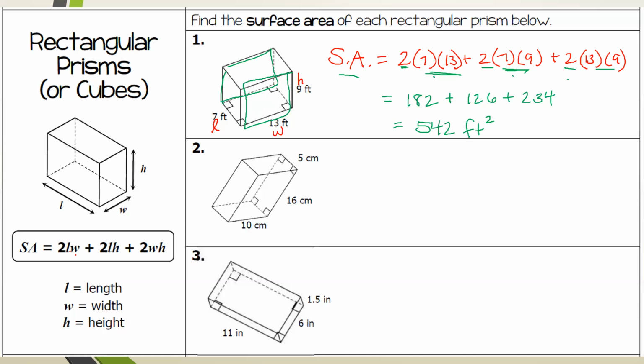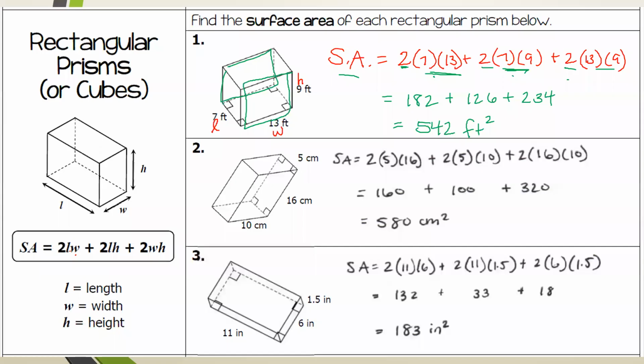Go ahead and try number 2. Try number 3. Do that now. Right, so for number 2, you should have 580 centimeters squared. And for number 3, 183 inches squared. You can go ahead and double check your formula with mine if your answer doesn't match. Let me know if you have any questions.